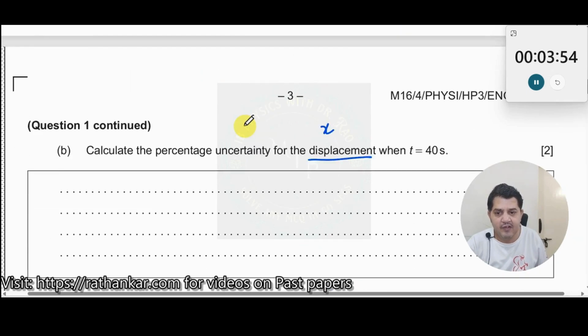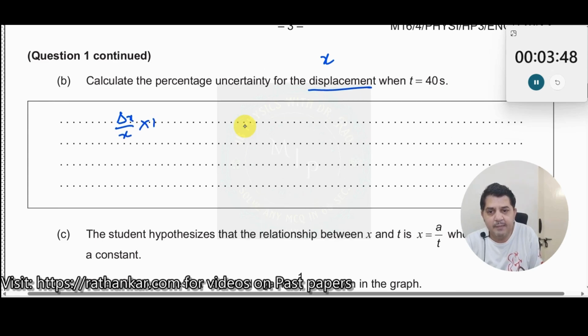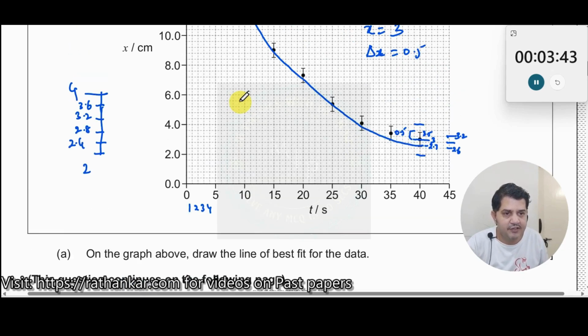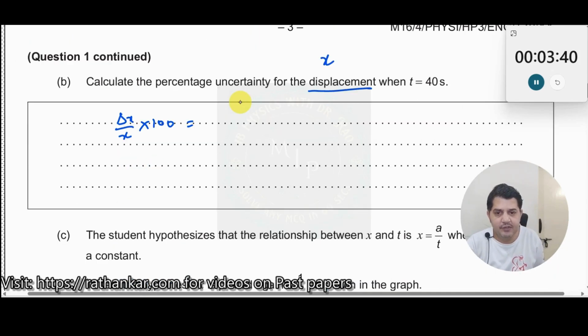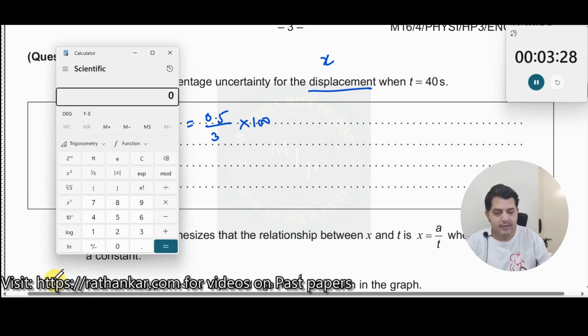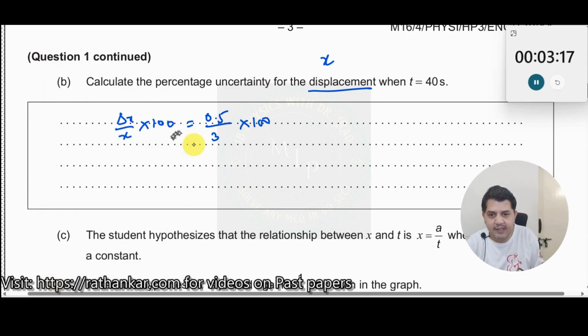Now what is he asking? Percentage uncertainty for displacement, so delta x by x multiplied by 100. What is delta x? Let us go back to the graph. I got 0.5 and x equal to 3. So I'll substitute these values and write 0.5 by 3 multiplied by 100. Let me take my calculator. 0.5 divided by 3, multiplied by 100, should be around 16.67. So the answer is 16.7%.